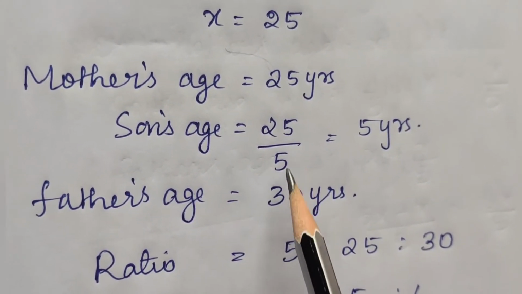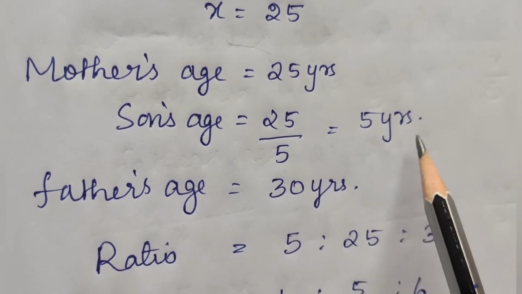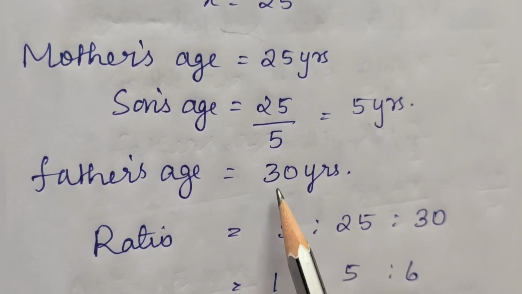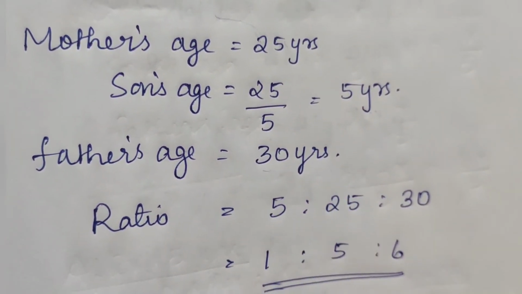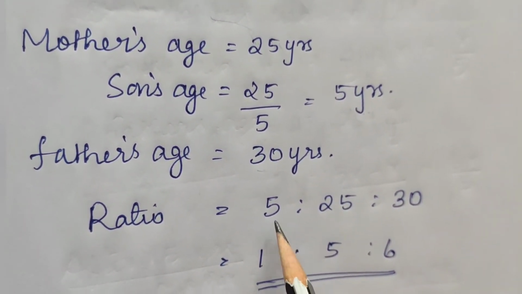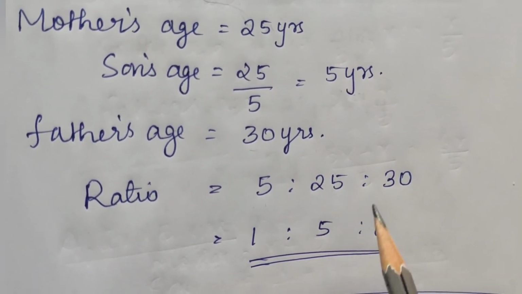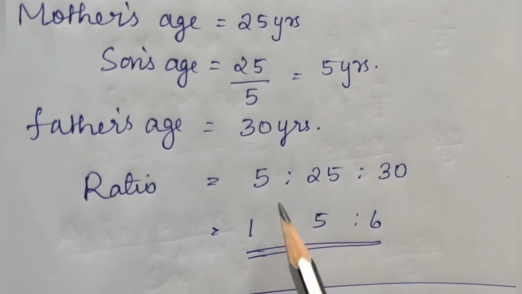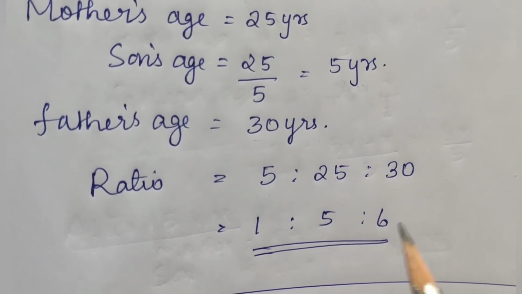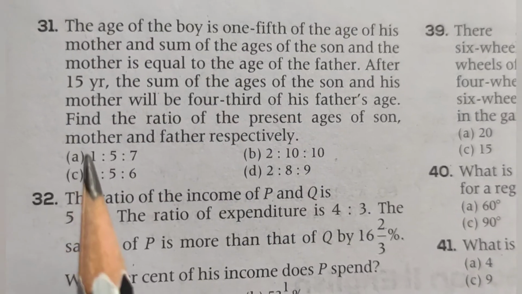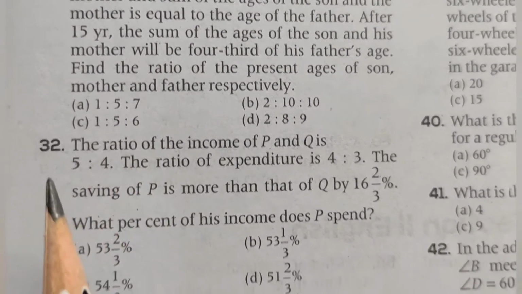Son's age, 1/5 of mother's age, 25 by 5, 5 years. Father's age, sum of mother and son, so 25 plus 5, 30 years. Now, their ratio, son, mother, father. So, son's age 5 is to, mother's age 25 is to, father's age 30. 5 table goes in all, 1 is to 5 is to 6 is their ratio of present age. So, this is the answer, option C, 1 is to 5 is to 6.